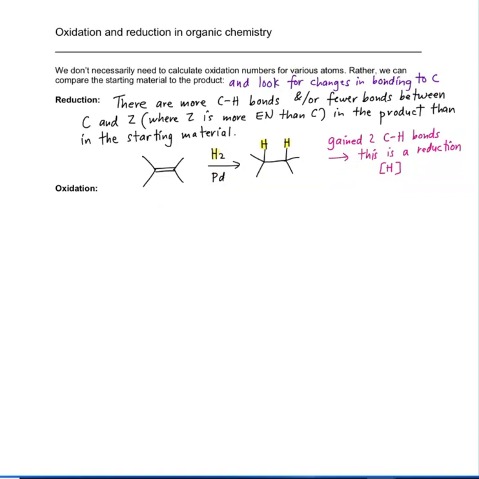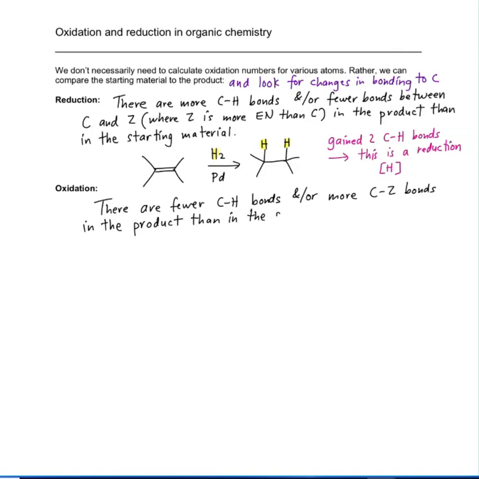An oxidation is going to be exactly the opposite of that. So in an oxidation, there are fewer carbon-hydrogen bonds and/or more CZ bonds in the product than there are in the starting material. So that would be an oxidation. So let's look at an example of that.